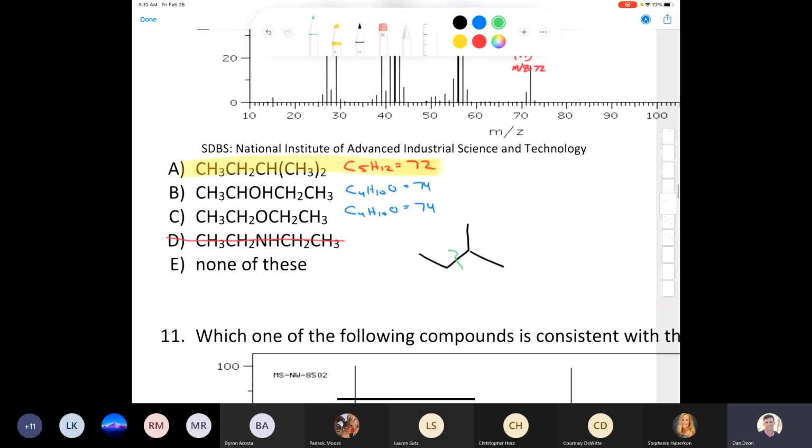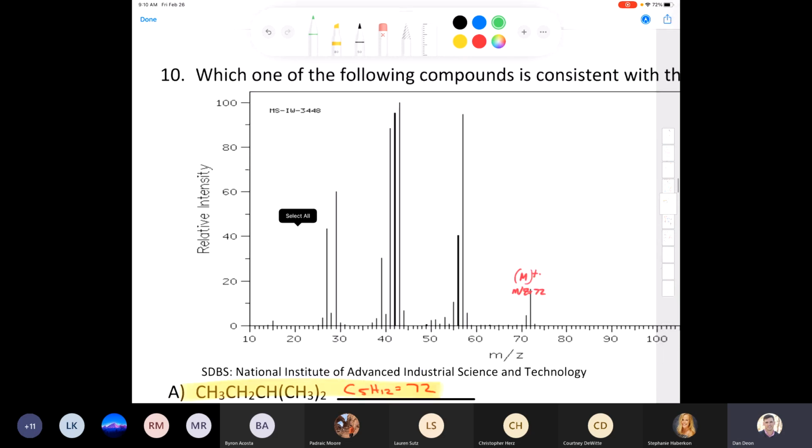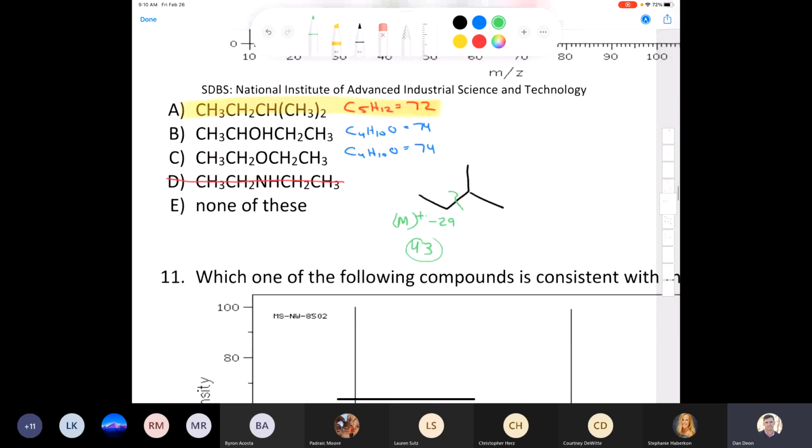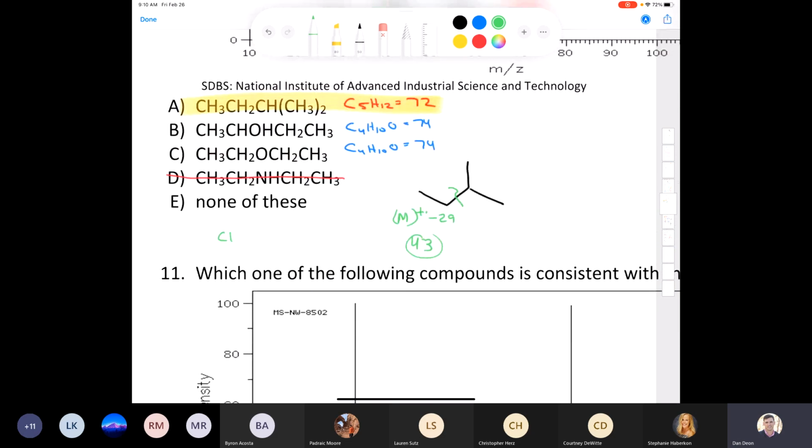So let's just take a look. If we had the molecular ion minus 29, so that would be 72 minus 29. That would give us 43. Let's go over to our mass spec. Let's see, we got 40, 41, 42, 43. Look at that. The base peak is at a mass over charge of 43. And again, the reason why I suggested that is because it gives you the ethyl radical, okay? And it would give you this carbocation, which is a secondary carbocation.